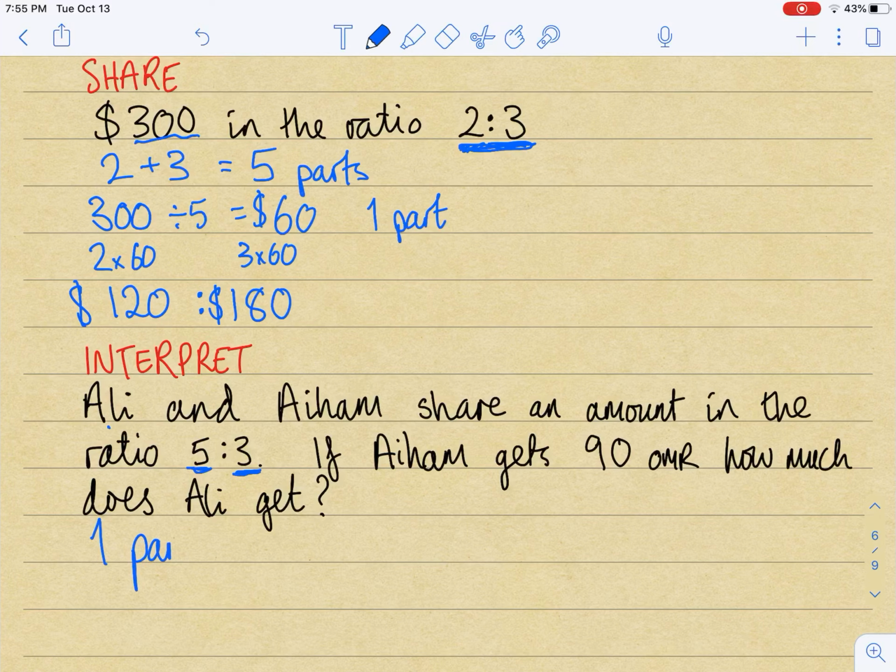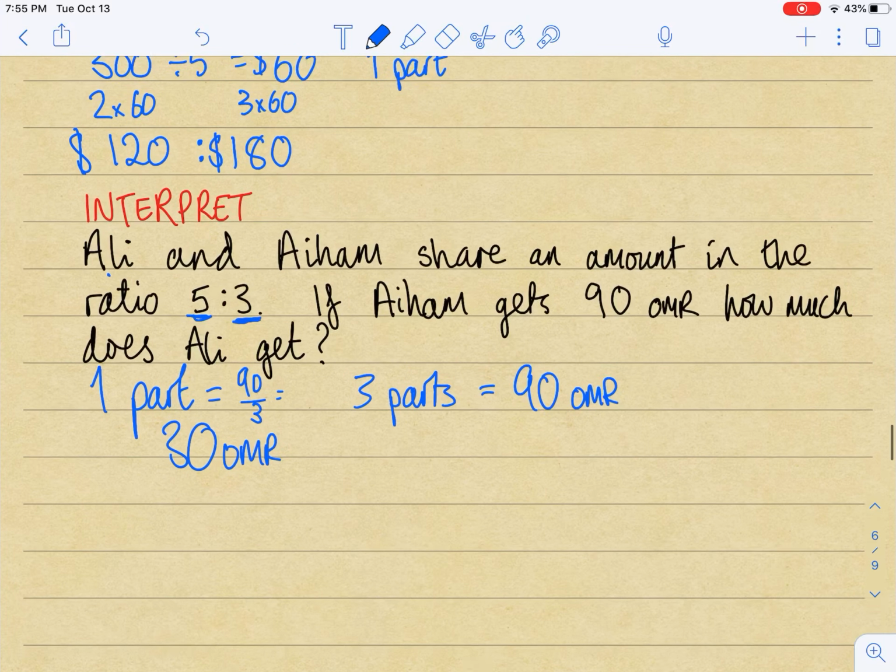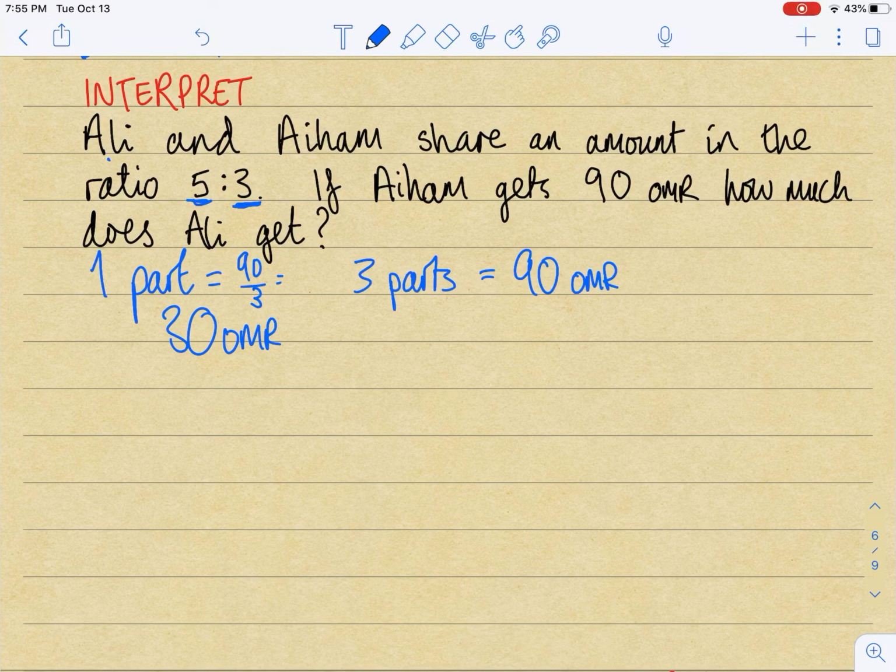So again, a crucial thing to try and work out is what is 1 part worth. If you can find 1 part, you can solve most questions. Well, if 3 parts is Iham's, and that is 90, well, I just need to divide by 3 to work out 1 part. So 1 part equals 90 divided by 3, which is 30 OMR. Now, if I want to know how much Ali gets, well, he is 5 parts. So he's going to get 5 times 30, 150 OMR.